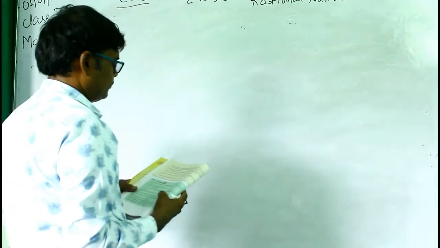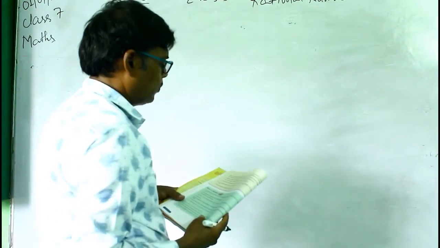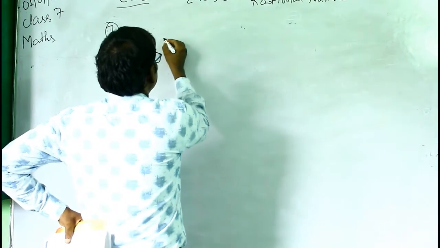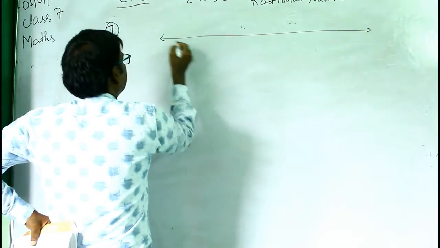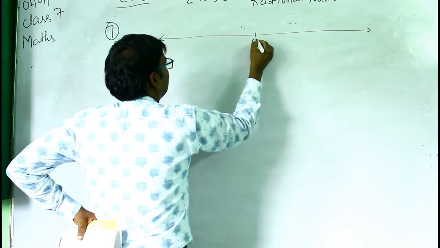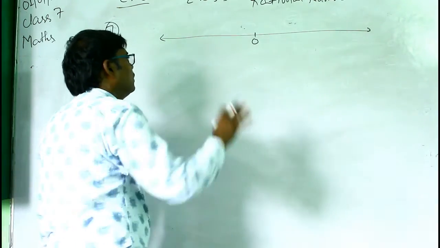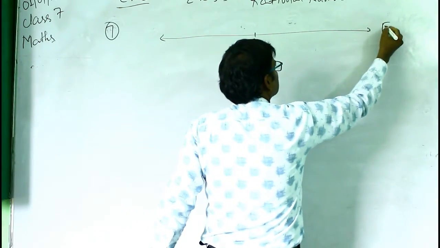So first, Rajat moves 4 by 5 kilometer towards east. So you can make a line like this, and this is a straight line. Suppose this point is 0, and from this point Rajat moves in the eastern side or in the western side.